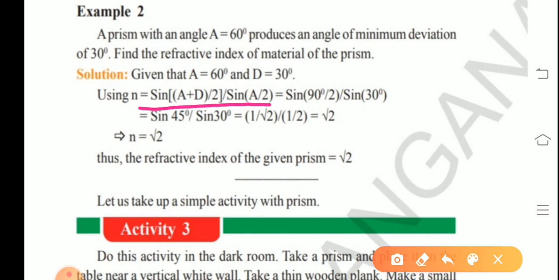A prism with an angle A equal to 60 degrees produces an angle of minimum deviation of 30 degrees. Find the refractive index of the material of the prism. First, for any problem you should write the given: A is equal to 60 degrees and the deviation is 30 degrees. We have to find the refractive index of the prism, that is small n. We have a formula: n is equal to sin of (A plus D) by 2 divided by sin of A by 2. Substitute the A and D values in the formula, so that we get sin 90 by 2 divided by sin 30.